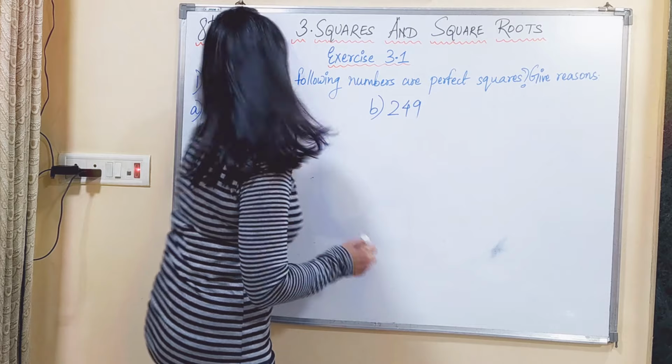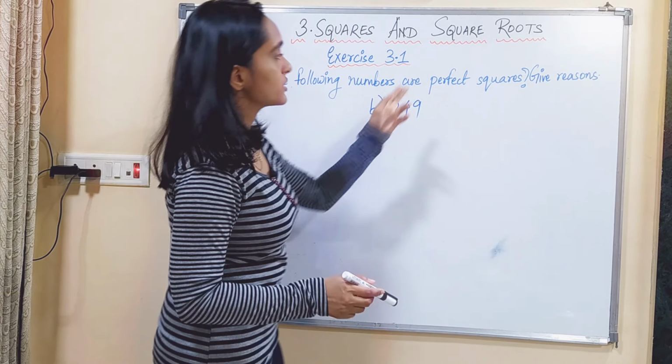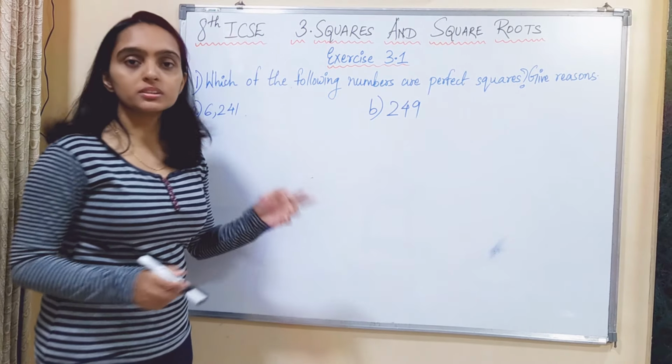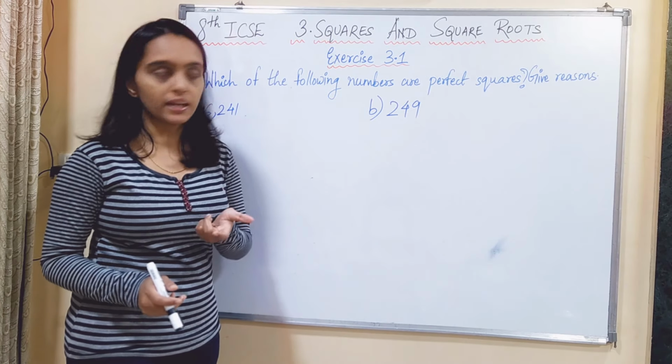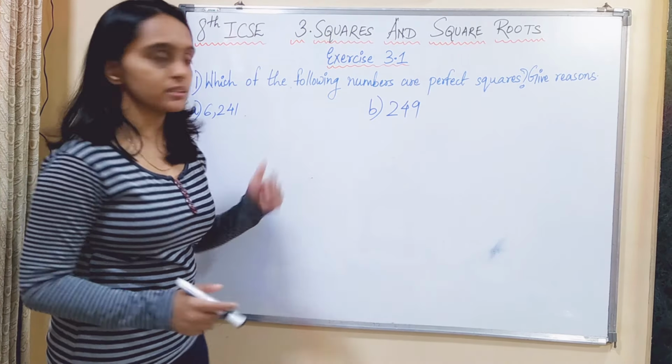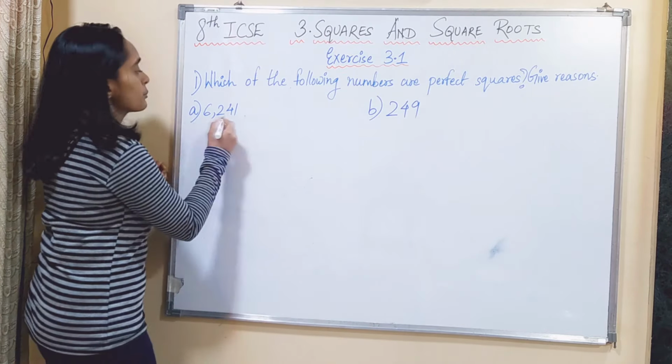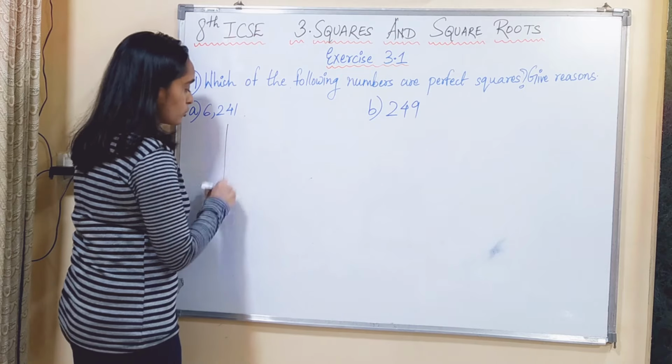Exercise 3.1. The first question is, which of the following numbers are perfect squares? Give reason. So here numbers are given, we have to check whether they are perfect squares, and then we have to give the reason. So here the first step is to find the prime factorization of this number.